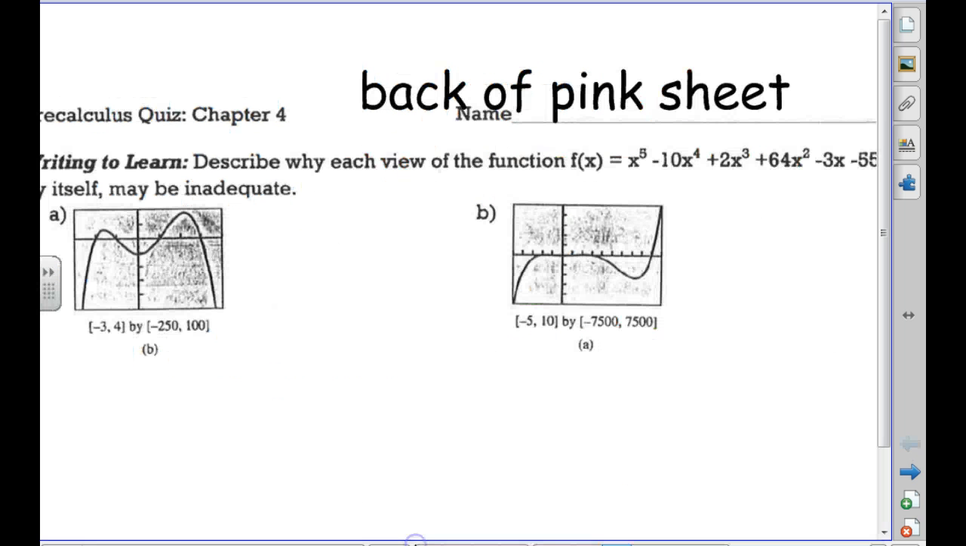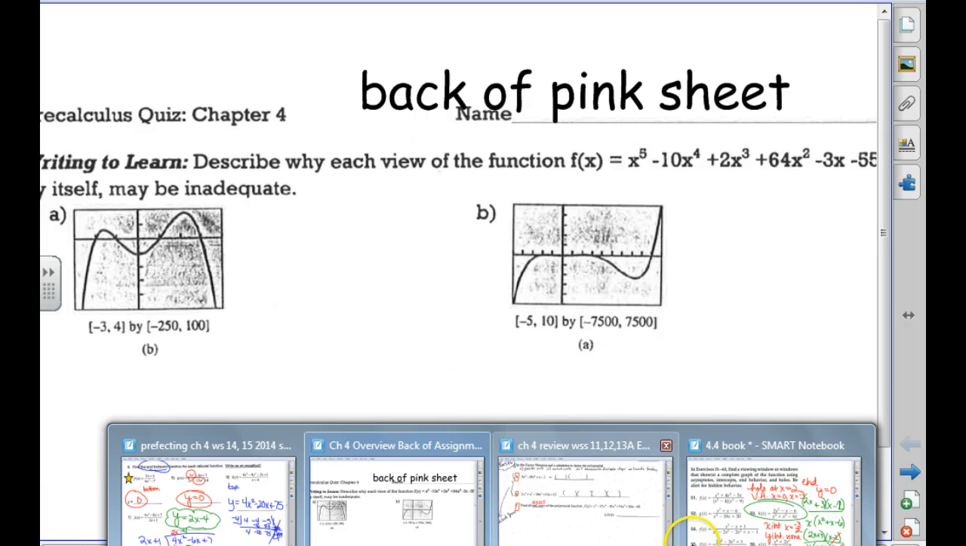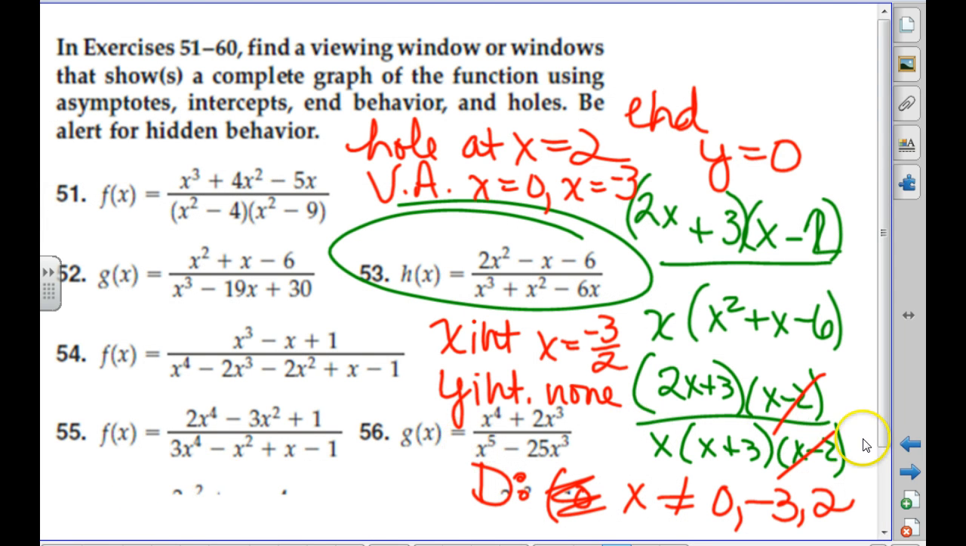Did someone have a question? What about the back of the pink sheet? Did anybody look at the back? Did you have a question on something, Zach? The book looks great. On the book, number what? 8?